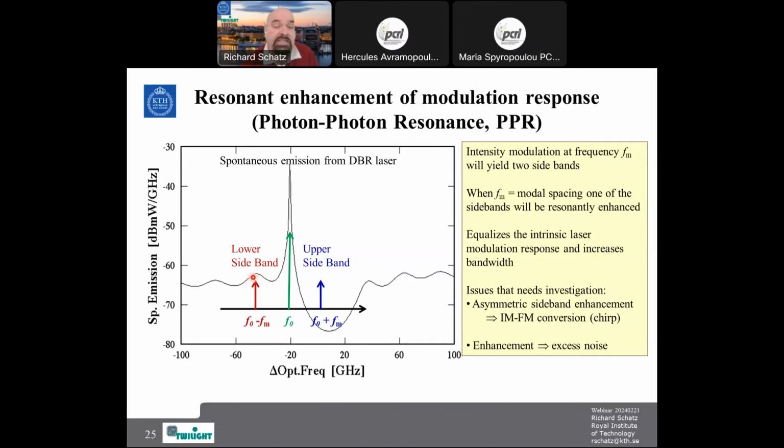So this will give an extra resonance to your laser response, not only the carrier-photon resonance you normally have, but you will also get the resonance because the sideband enters one of the side modes, and that is called the photon-photon resonance.